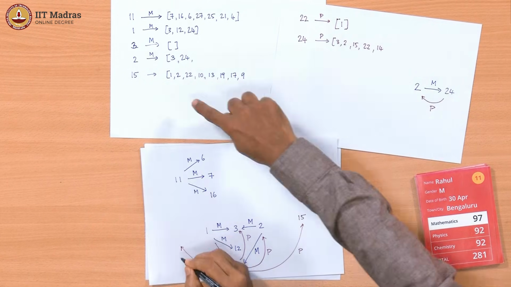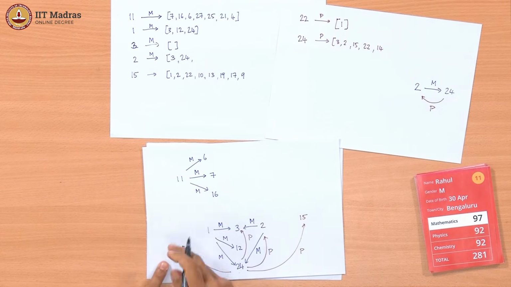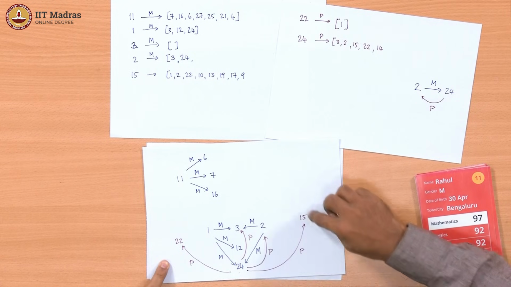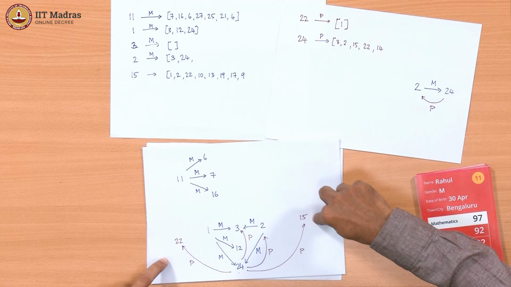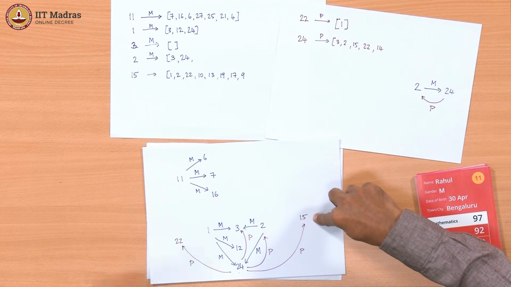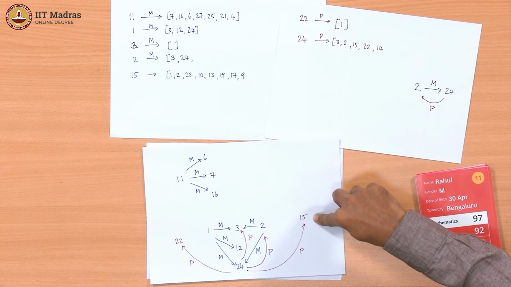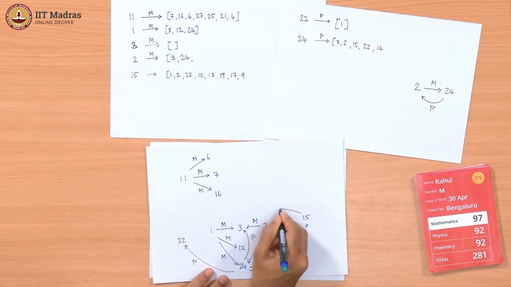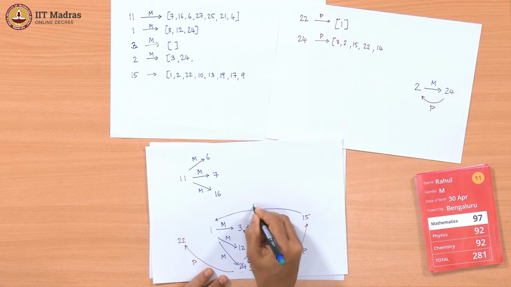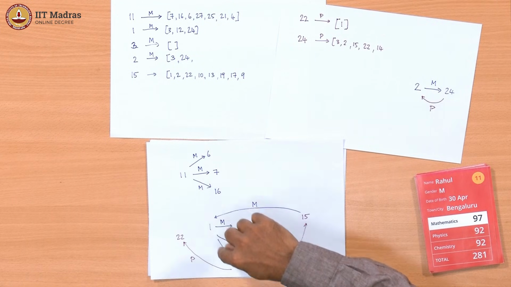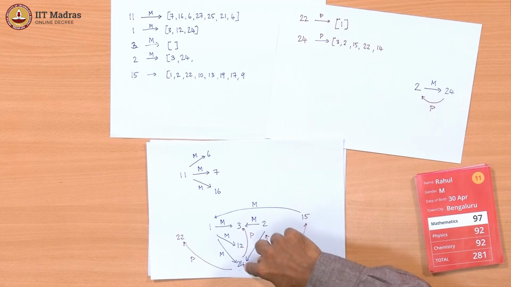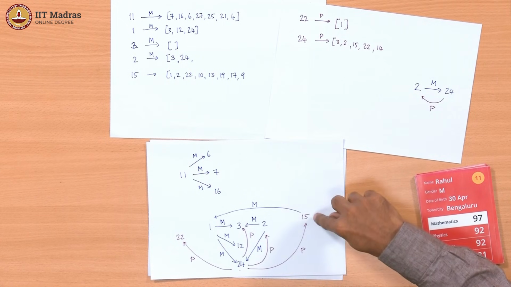15 is not yet drawn in my picture, okay. And 14 also I have. 15 is connected to 1. 1 is connected to 24. 24 is connected to 15. 15 is connected to 1. Ah, yes, by maths. Right? So 15 can mentor 1 in maths. 1 can mentor 24 in maths. And 24 can mentor 15 in physics.